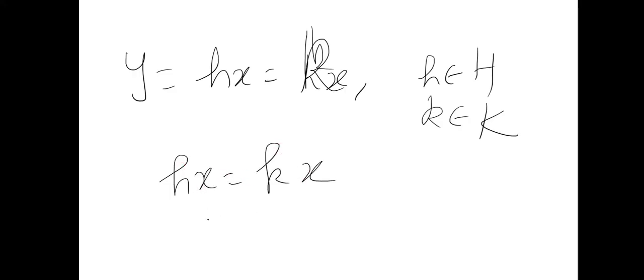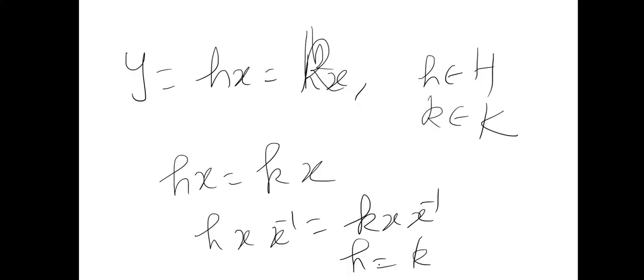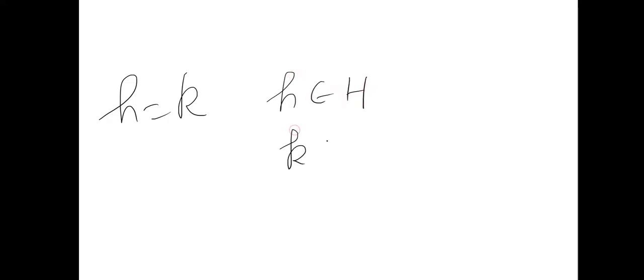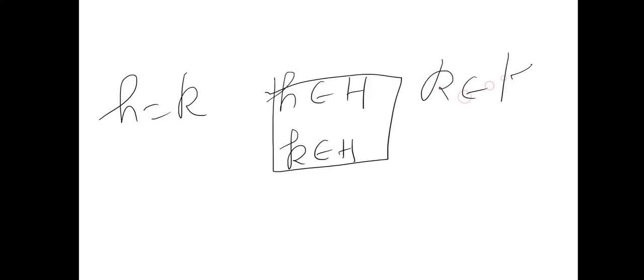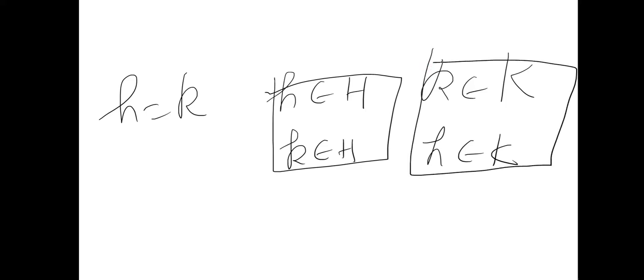If you pre-multiply by x inverse on both the sides, you will end up having h is equal to k. Right? h is equal to k. And where does this h lie? h is there in H. Therefore, k is also there in H. And where does this k lie? k is there in K. Therefore, h is also there in K because both of them are equal, no? Therefore, h as well as k, both of them belong to H intersection K.